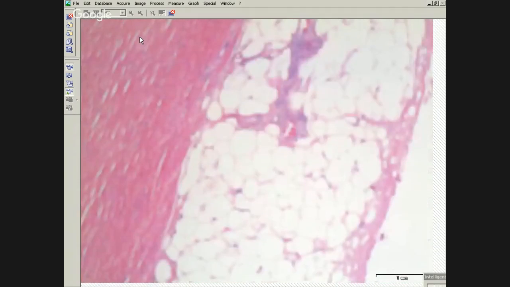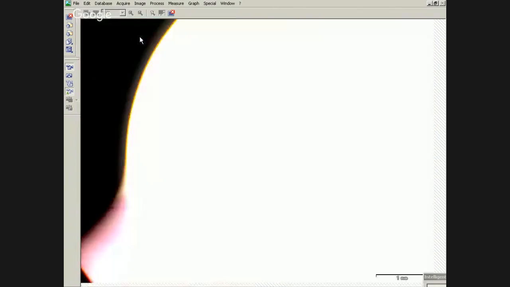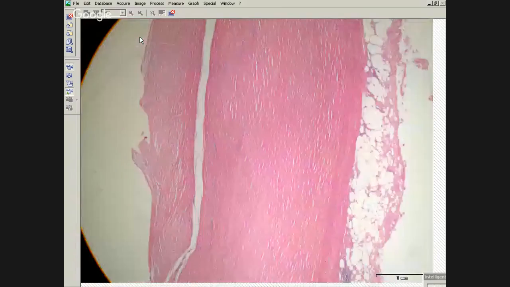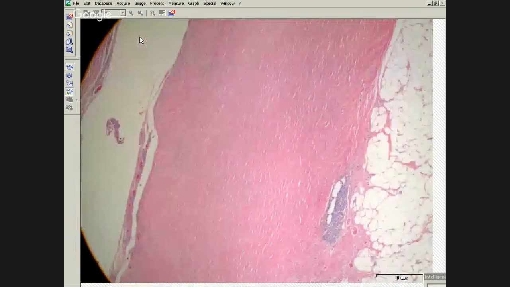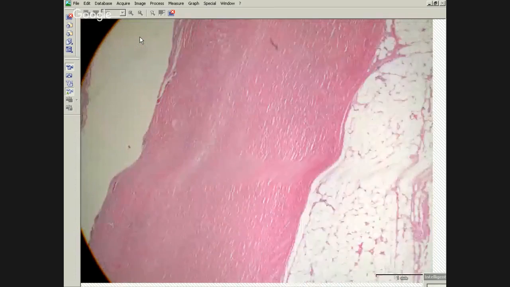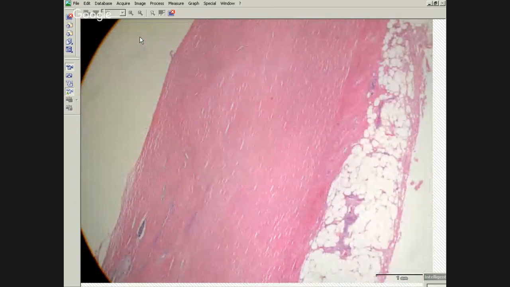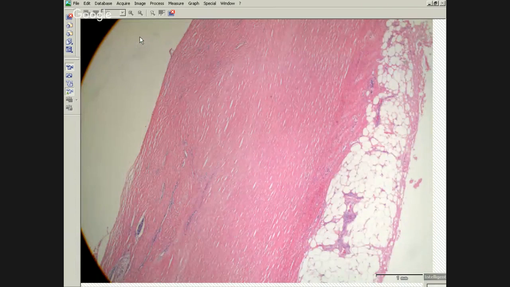Okay, so the third case, so some of these will go very quickly. Okay, so this one's kind of a two-parter. Okay, so let's look at this area here first. What do we have here?